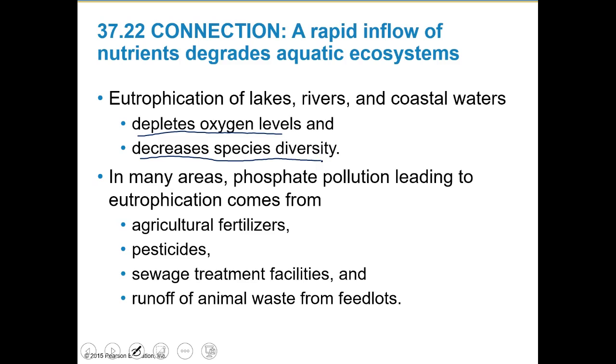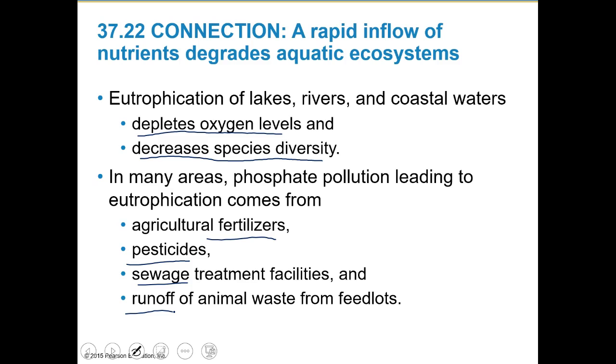That almost sounded like a good thing, but when we've got too many things that can handle nitrogen and phosphorus, it throws everything out of whack, and that will take our oxygen levels down by a lot and actually decrease diversity. In many areas, phosphate pollution leading to eutrophication comes from fertilizers, pesticides, sewage treatment, and runoff.